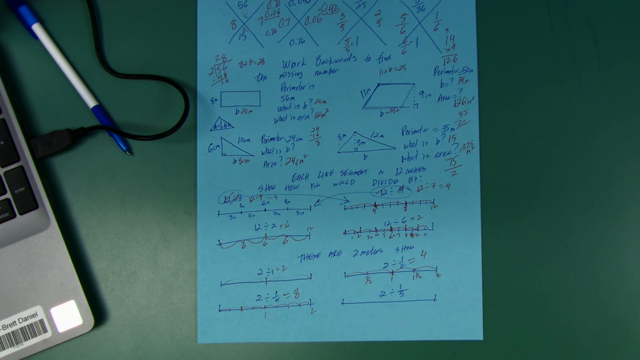And that kind of makes sense when you think of money. $2 divided by a quarter. How many quarters, the fourths of a dollar, fit in $2? That's going to be 8.